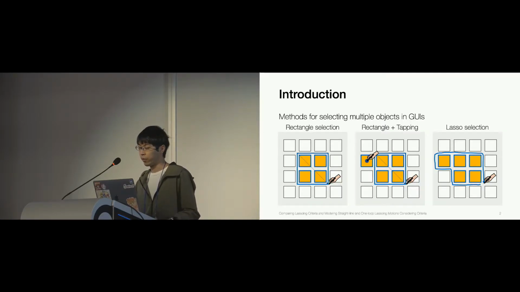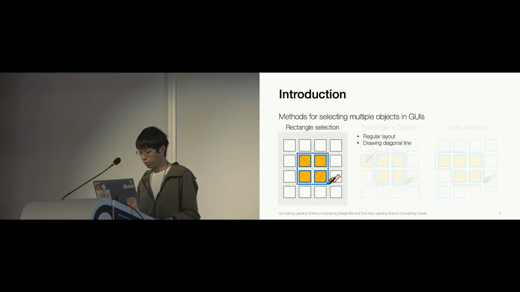In graphical user interfaces, there are many methods for selecting multiple objects. For example, there are rectangle selection, tapping, and lasso selection. Users use the rectangle selection when objects they would like to select are arranged on a regular layout. In the rectangle selection, by drawing a diagonal line of the object, they can select the object.